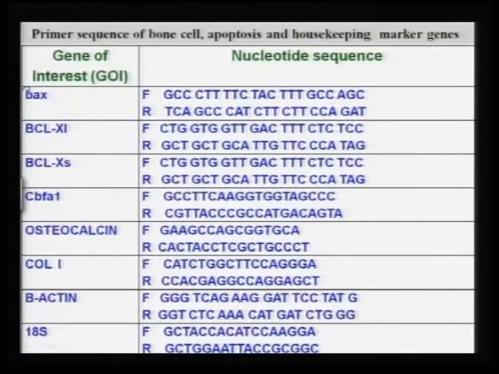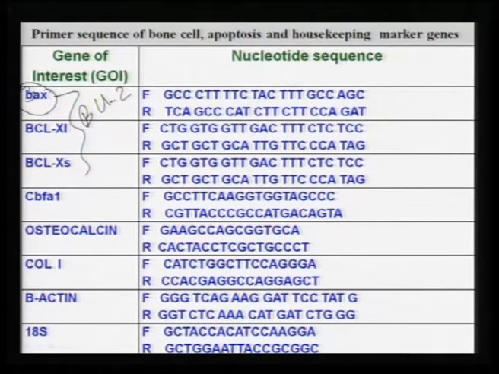Now, in the molecular biology literature, it is called gene of interest or GOI. GOI here is not Government of India, but genes of interest. Now, genes of interest, as I said, the first one is BAX. BAX, BCL-XL, BCL-XS, these are the BCL2 family of genes, as I said earlier.